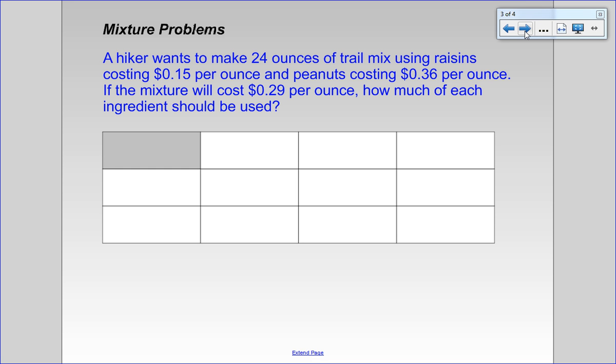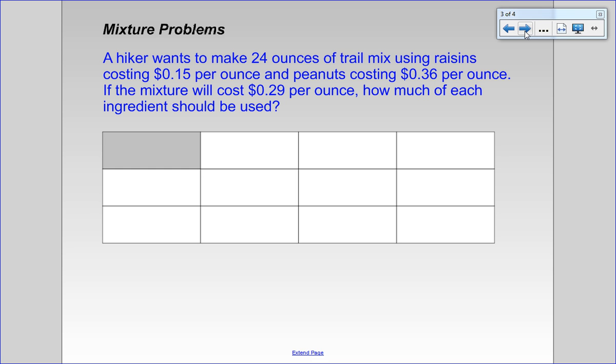Let's consider another example. A hiker wants to make 24 ounces of trail mix using raisins costing 15 cents per ounce and peanuts costing 36 cents per ounce. If the mixture will cost 29 cents per ounce, how much of each ingredient should be used?